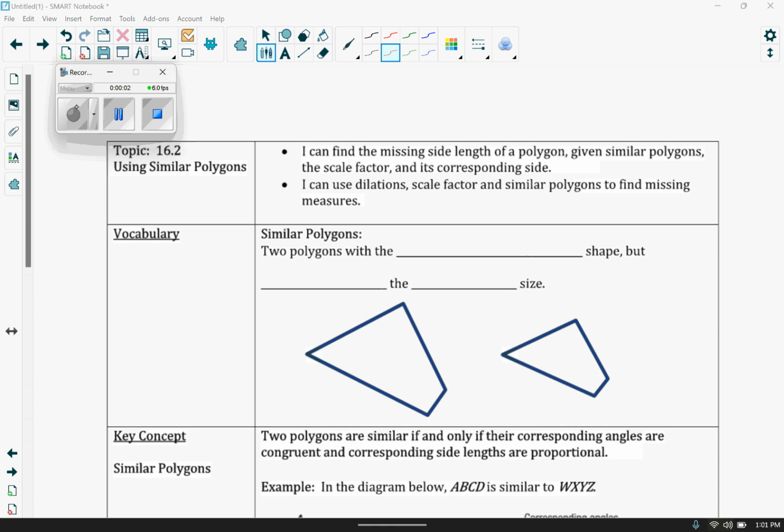All right, for topic 16.2, we're using similar polygons. So the idea is that we have to be able to understand similarity. So we're going to start with similar polygons. Well, similar polygons are polygons with the same shape, but not the same size. So basically, they're going to look alike, but one's going to be a smaller version of the other.